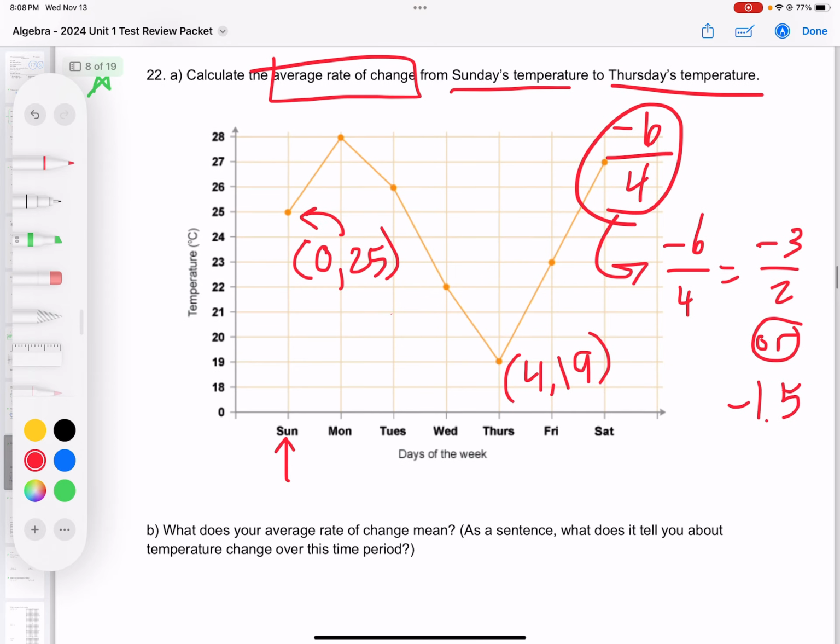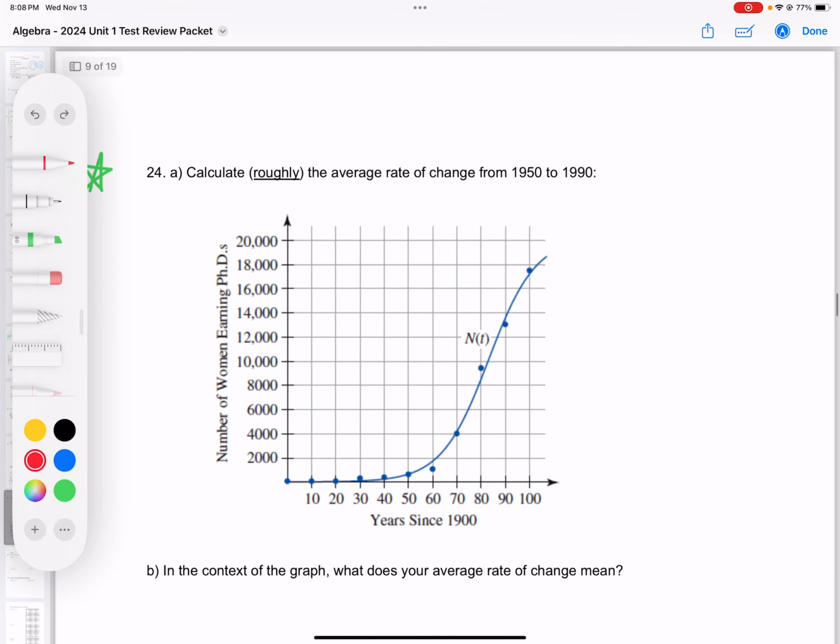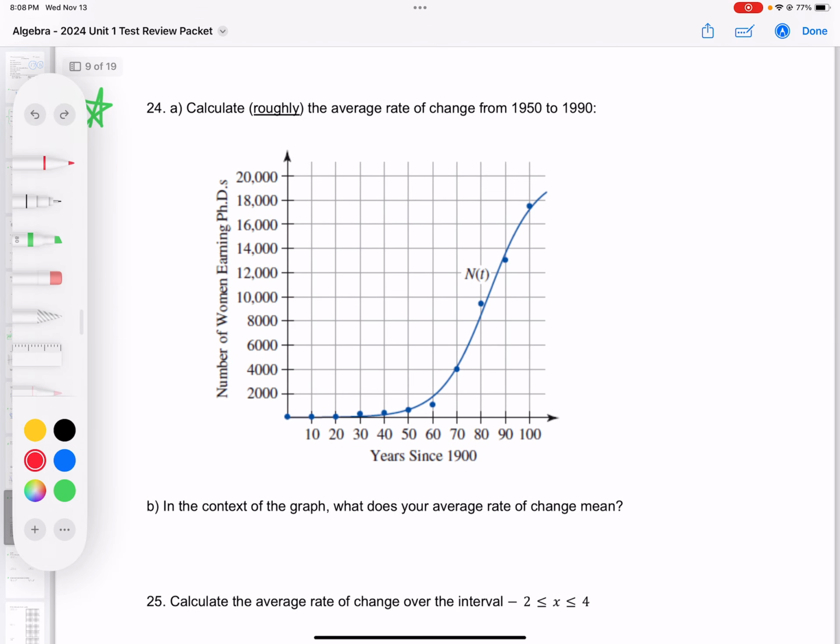What does the average rate of change mean, like in this question? It means every day the temperature is decreasing by 1.5 degrees, or every 2 days the temperature decreases by 3 degrees on average. The word every is important because rate of change means it continues. Average rate of change, again, from 1950, so that's here, until 1990, that's here.